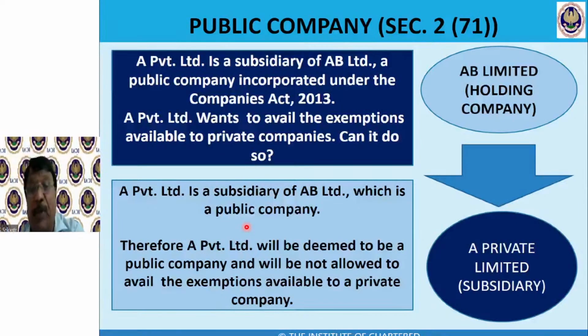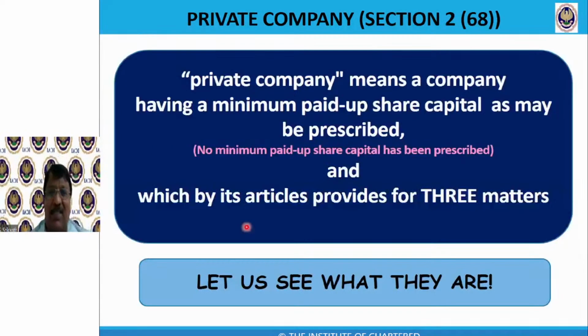Your real question should be, if A Private Limited is a holding company of a public company, will it become public company? No. It will continue to be a private company, enjoy the privileges, but AB Limited will be a public company. There are many cases where the holding company is private, whereas the subsidiary will be public. Nothing wrong in that. Okay, good. Good question. I'm at last enjoying these. Now only the questions have started coming.